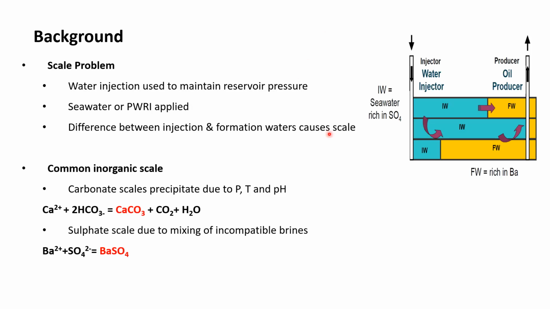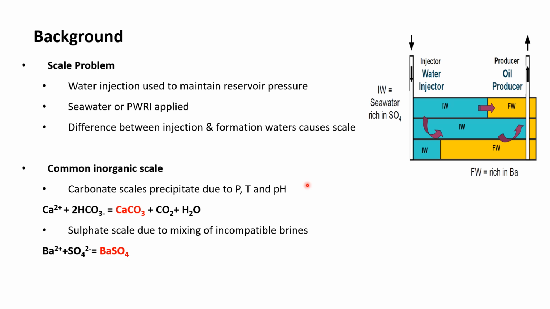Here I'm going to talk about the background. First, I start with the scale problem. As we know, water injection is used to maintain or support the reservoir pressure. The sources of injection water are almost always seawater or produced water reinjection. The difference between injection and formation water composition causes the scale problem.